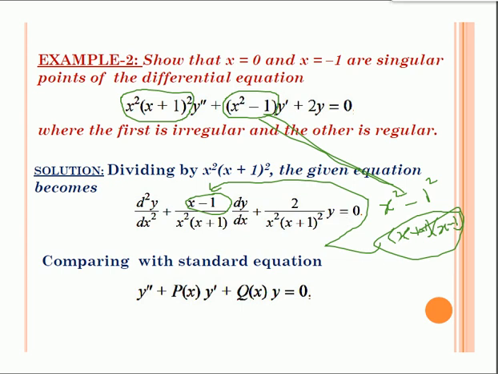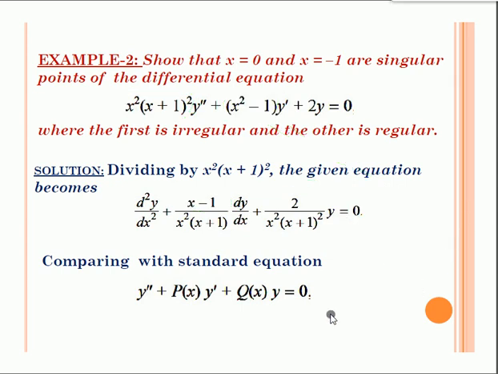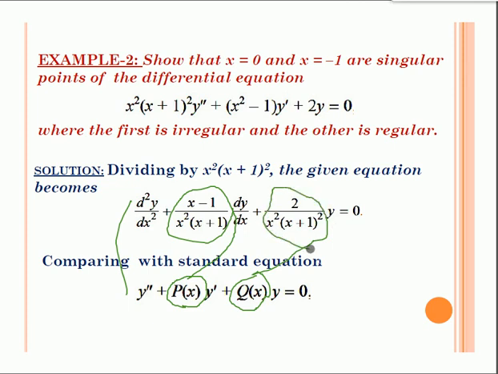Now I have compared with the standard equation, because I need to determine what p of x and q of x are. After making the coefficient 1, p of x will be this entire thing, and q of x will be this entire thing. I hope it is clear. Now let us take p of x and q of x. Next is the procedure to know whether it is a regular point or a singular point. They have given 2 points, x equal to 0 and x equal to minus 1. So move to the next.